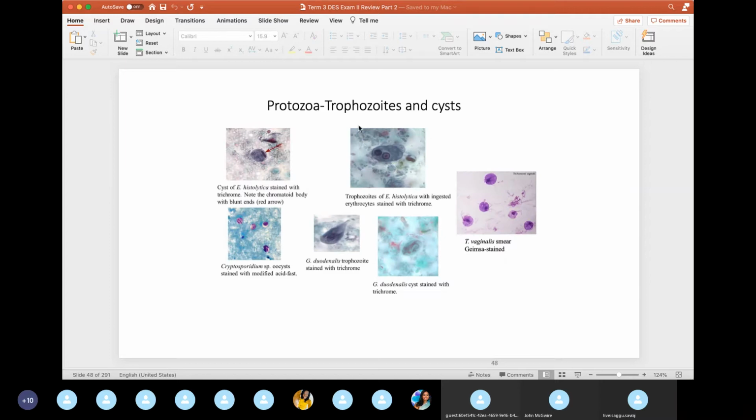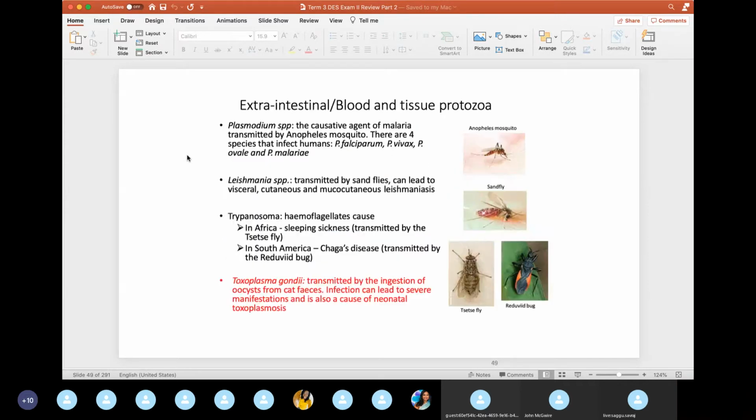Next, another pretty picture of your trophozoites and your cysts. Trust me, they're going to put some images there. So just look for this in your spare time and memorize the images.